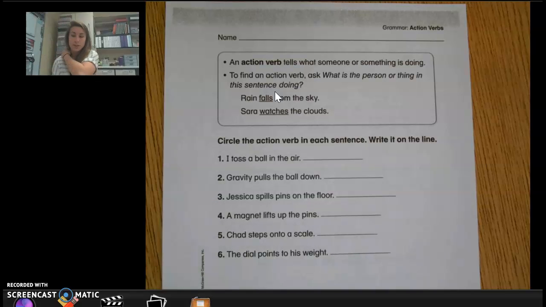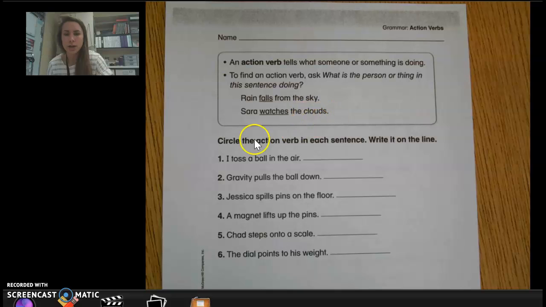So first you kind of have to think about nouns. Think about that person, place, or thing. Really just a person or a thing. And think about, what is that person or thing doing? What is the noun in my sentence doing? So the noun here is rain: rain falls from the sky. What is rain doing? It falls. That is my action verb.